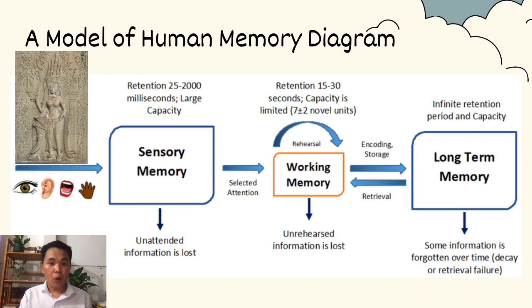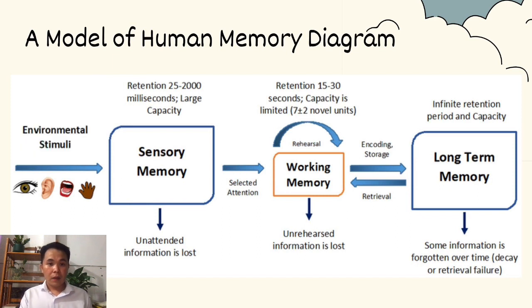As we continue our walk, we are thinking about the beauty of Apsara, and we rehearse it, maintain it, and repeat the memory of Apsara again and again, and this memory will be moved to another storage. Finally, the information that we store in our working memory is encoded, then it can be stored in long-term memory.